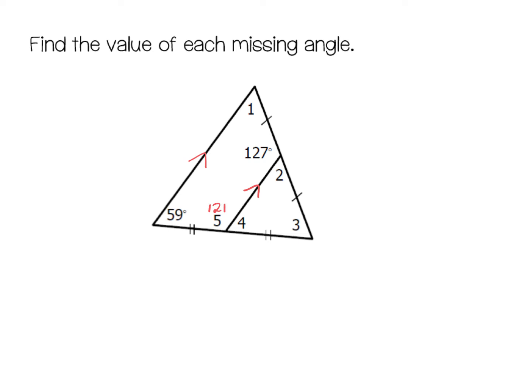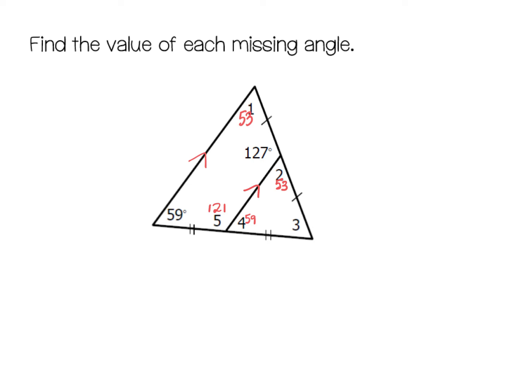Okay, now this 59-degree angle and 4, these are corresponding. So they have to be the same measure. So that means angle 4 here has to be 59. Let's look at angle 2. So we know that these two angles together have to be supplementary, right? Because they're a linear pair. So 180 minus 127 gives me 53. So this is 53, which also means that angle 1 has to be 53 because they are corresponding.